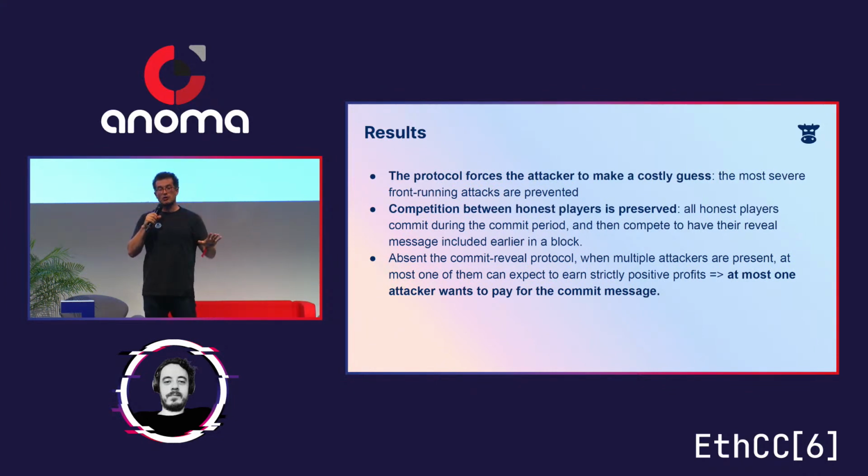Now, essentially, the commit-reveal protocol imposes an entry ticket for attackers. So the attacker has to pay the cost of the commit message to then attack. But now, if you are one of the attackers, you know that once in the competition you will earn 0, so why do you want to pay for the commit message? So at least in the pure strategy equilibrium of the game, there is at most one attacker who will want to pay the commit message and then attack in the following period. So this is why, even if it doesn't fully eliminate attacks, it reduces the number of attackers to at most one.